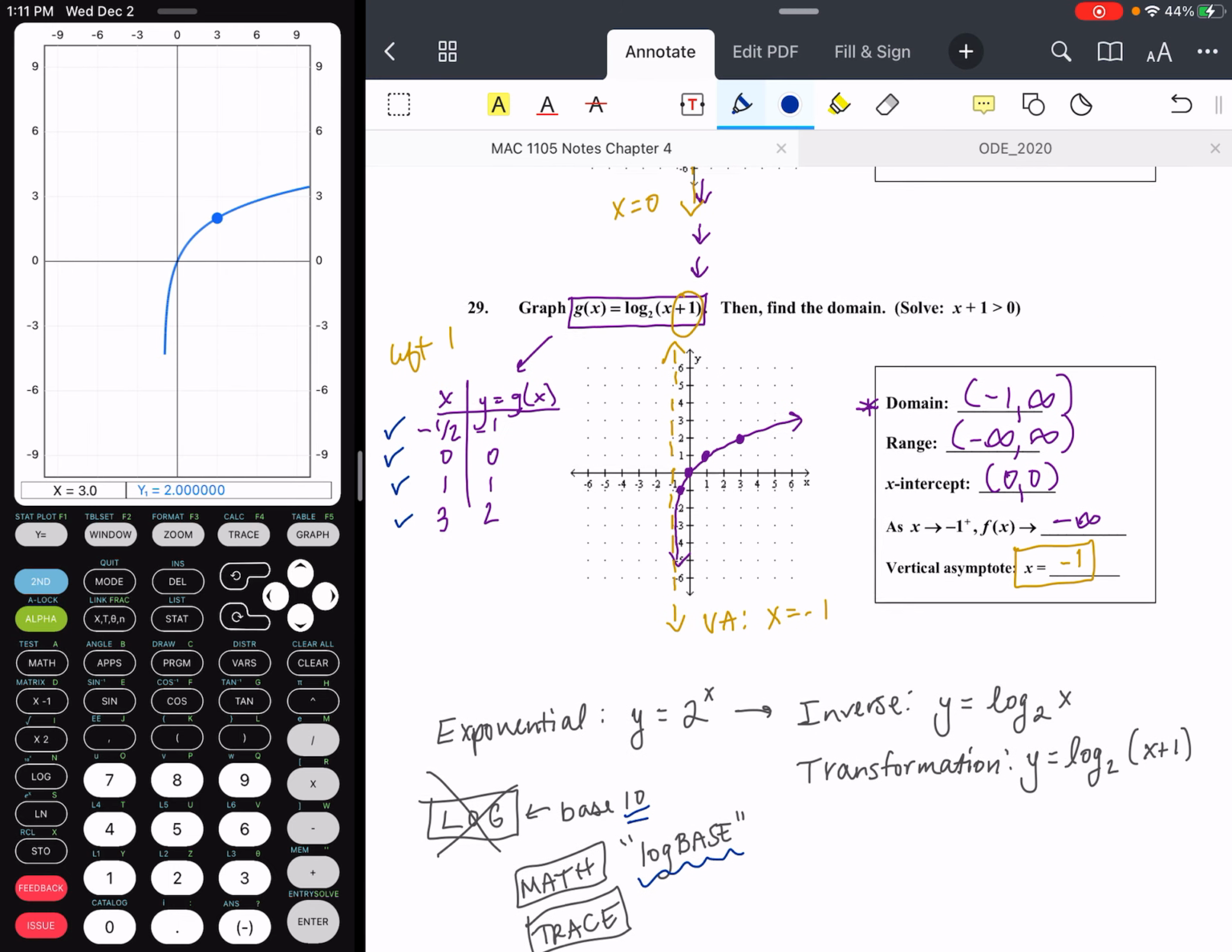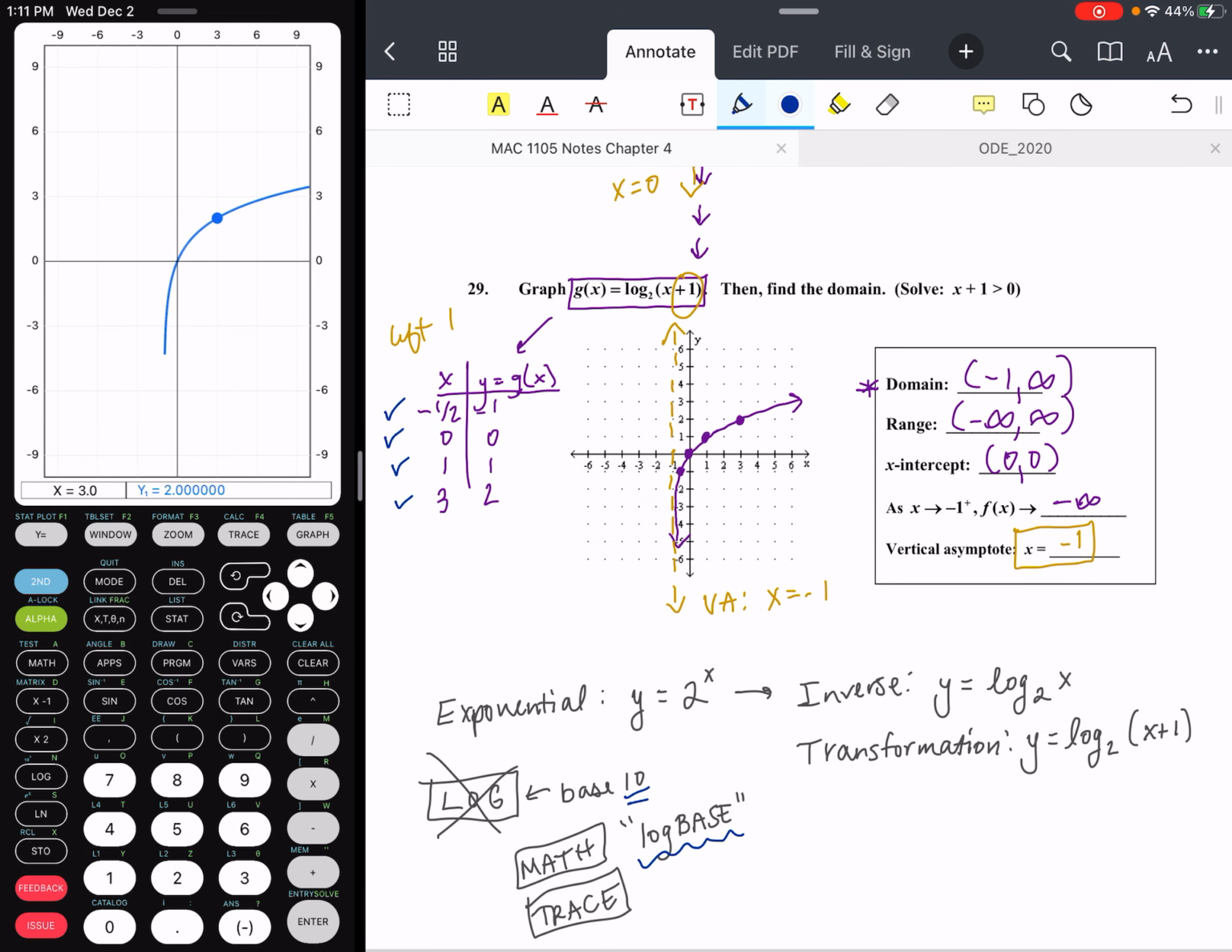All right, and actually before we scroll down to the next page, which is all about finding the domain, I just want to talk a little bit about this domain that we already calculated. So we can look at this function and tell that the domain goes from -1 to positive infinity, but how could we find that more algebraically, just solving for it?